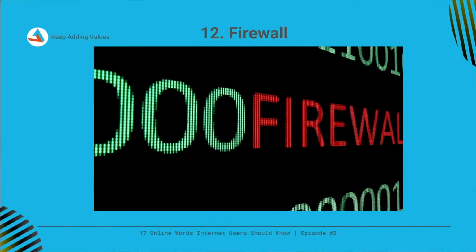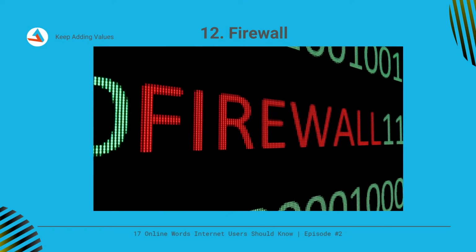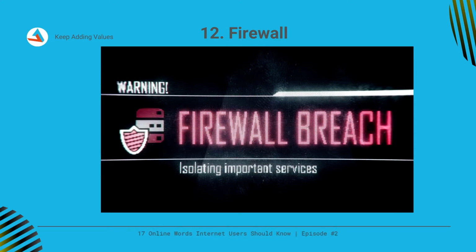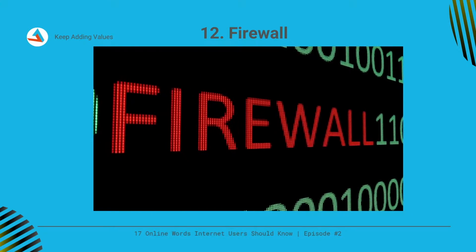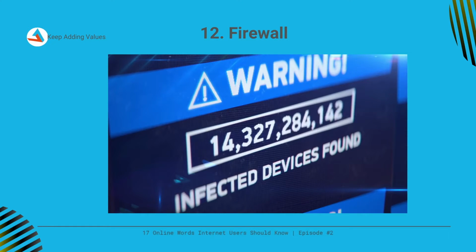Number 12. Firewall. A firewall is a wall made of brick, steel, or other inflammable material that prevents the spread of fire in a building. That is what we commonly know. In computing, a firewall serves a similar purpose. It acts as a barrier between a trusted system or network and outside connections, such as the internet. However, a computer firewall is more of a filter than a wall, allowing trusted data to flow through it.